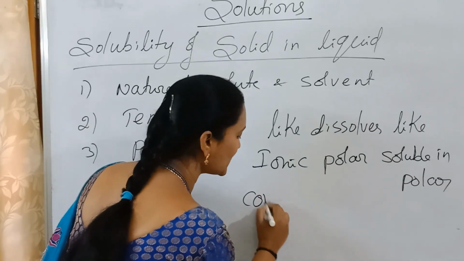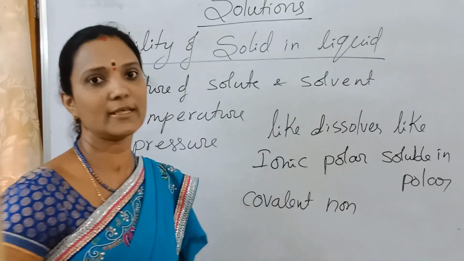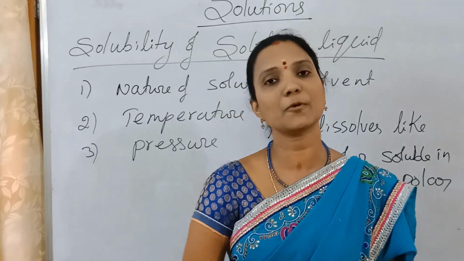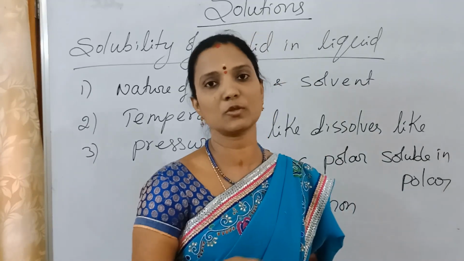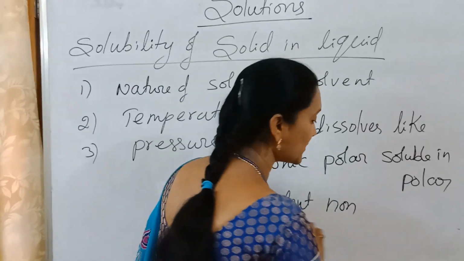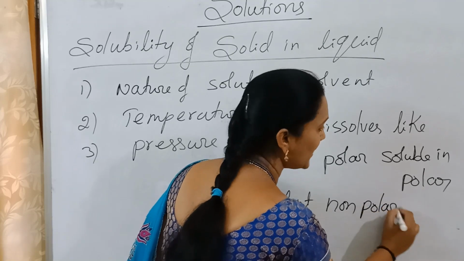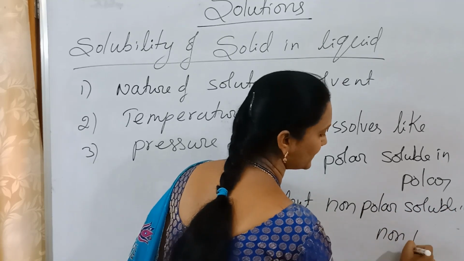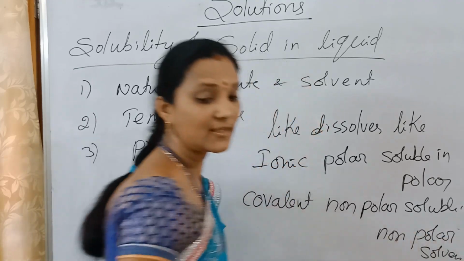And if a covalent compound is given, they are non-polar. Pure covalent compounds are non-polar. In covalent, some polar covalent compounds are also there. Those polar covalent compounds are soluble in polar solvent and also non-polar solvent based on their interactions. Covalent compound is a general statement. Covalent compounds are non-polar, so they are soluble in non-polar solvent.